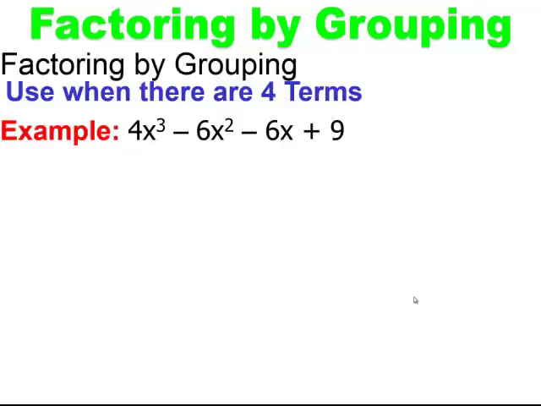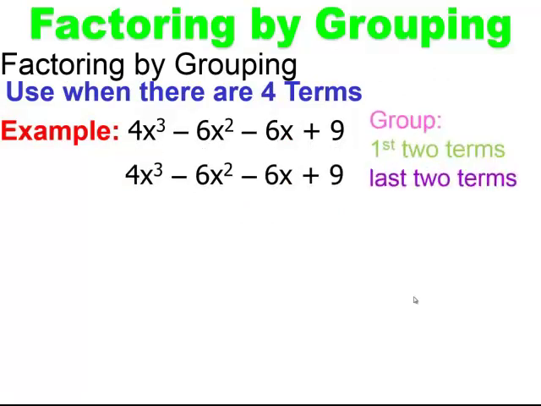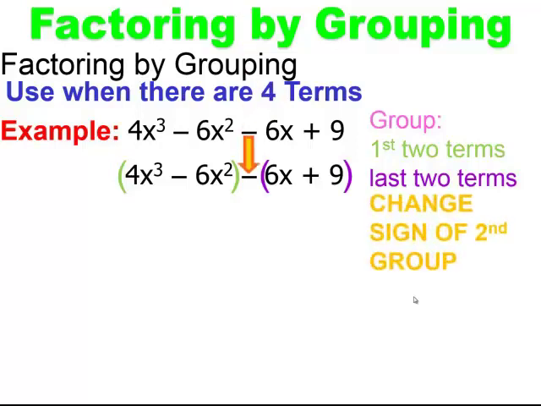Now when you're factoring by grouping, I want you to notice here when I group the first two terms together and I group the last two terms together, what's on the outside, or what's in the middle, that middle sign, is a minus. Well, whenever that middle sign is a minus, you have to change that last sign. So whatever the last sign is, in this case it's plus 9, when I do the grouping, I have that minus on the outside, I have to change that plus to a minus.